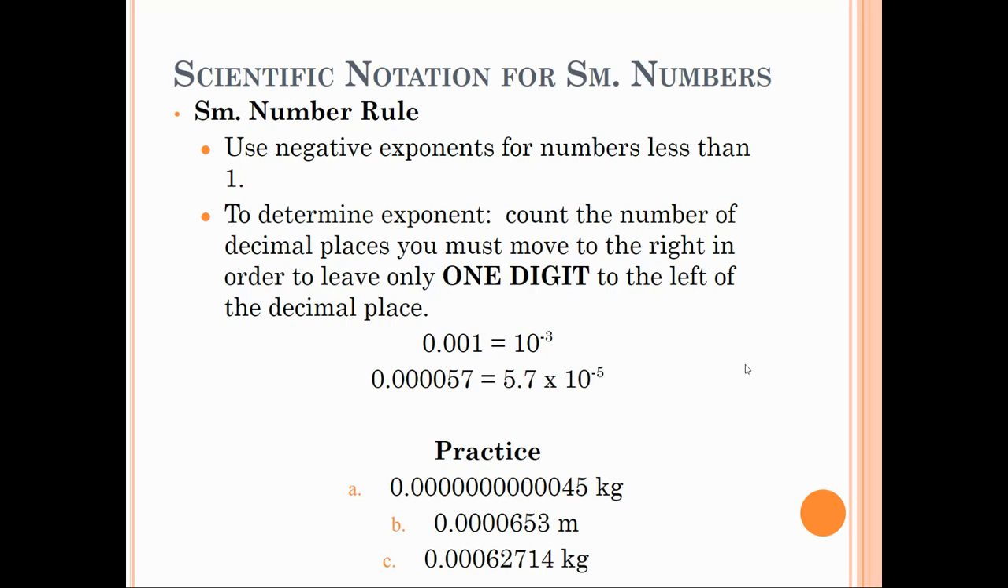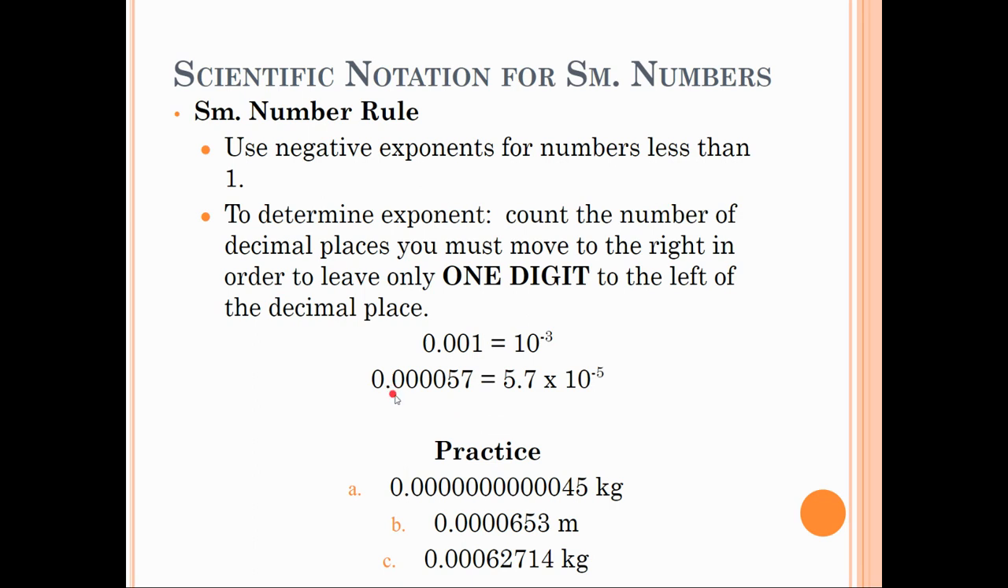All right, so in comparison will be the small number. You use negative exponents for numbers less than 1. To determine the exponent, count the number of decimal places you must move to the right in order to leave only one digit to the left of the decimal place, okay? So here's our decimal. 1, 2, 3. One digit to the left, there's 1. Okay, so it's 1 times 10 to the negative third, which is 0.001.